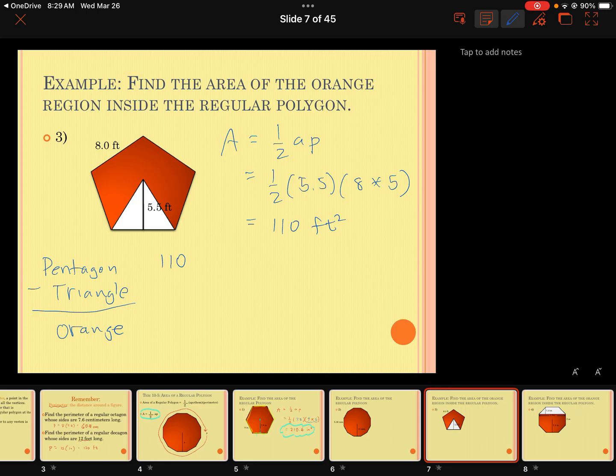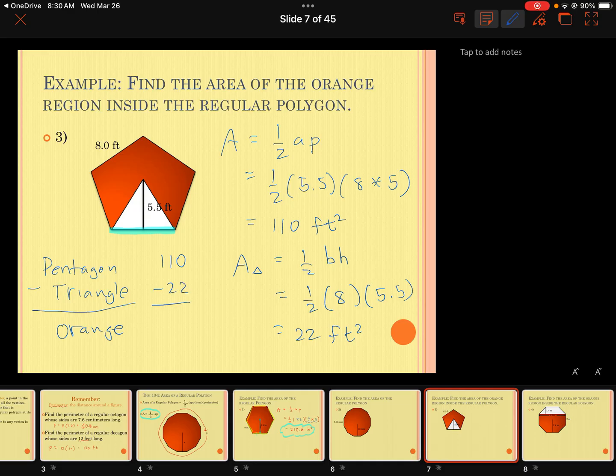Now, I also need to find the area of a triangle. You did this all the way back in 3rd grade. 1/2 base times height. The height of my triangle is actually the apothem of the pentagon. It's 5.5. And the base, let's make sure we understand this, the base of the triangle is actually the side length of the pentagon. So what is the area of that triangle? It ends up being 22 square feet.